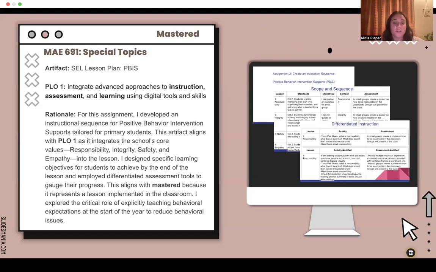I was able to design specific learning objectives for my students for the instruction, and those objectives I wanted them to meet by the end of the lesson. I provided different assessment tools so that I can gauge their progress. I align this with mastered because it represents a lesson that I did implement into my classroom, and I was able to explore that critical role of explicitly teaching behavior expectations in the beginning of the year to help hopefully reduce those behavior issues that start to come up in the middle and especially at the end of the year. So I was able to create something and then evaluate how it worked in the classroom.